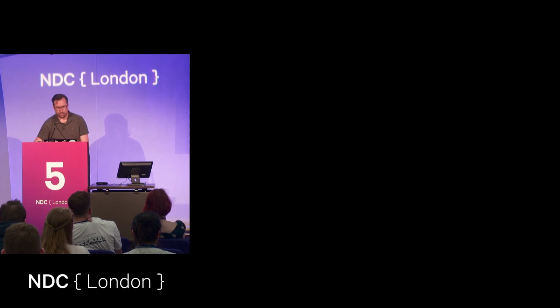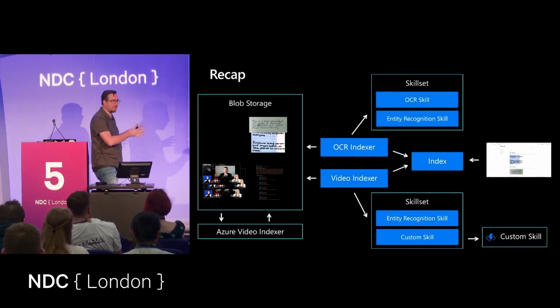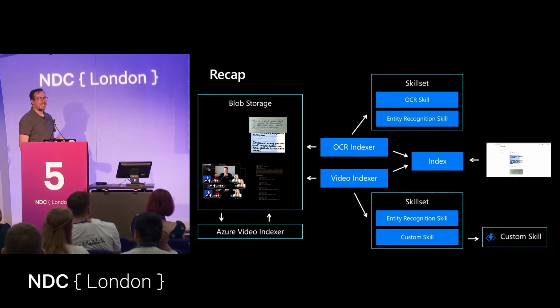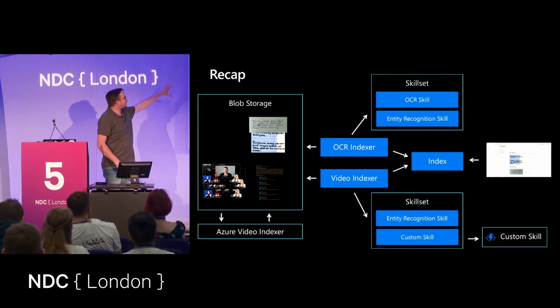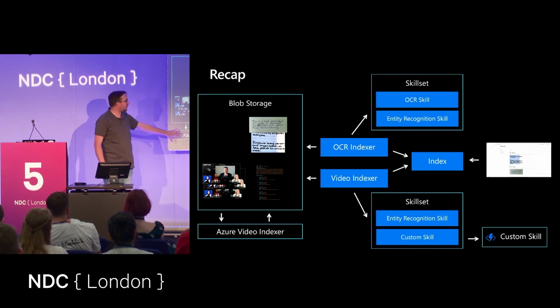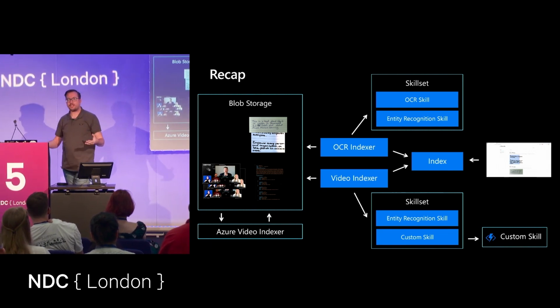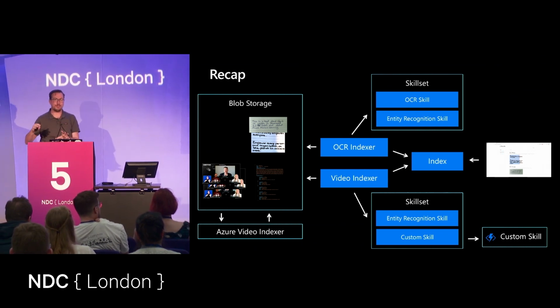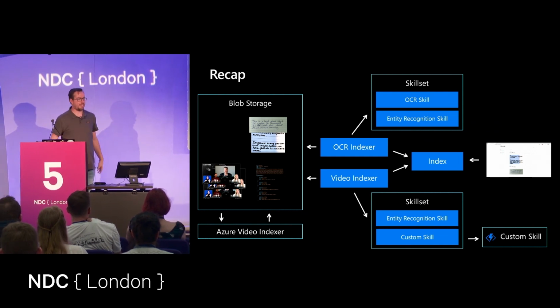So to close off, it worked in like an hour to create this whole thing with a little bit of copy and paste, but it didn't epically fail. So I'm very happy. So what did we build? We started with stuff on Blob Storages. We used Azure Video Indexer to enrich our data to create JSON. Then we created an OCR indexer and a video indexer. We defined skill sets. We built a custom skill set, and then my fantastic front end could query our index.